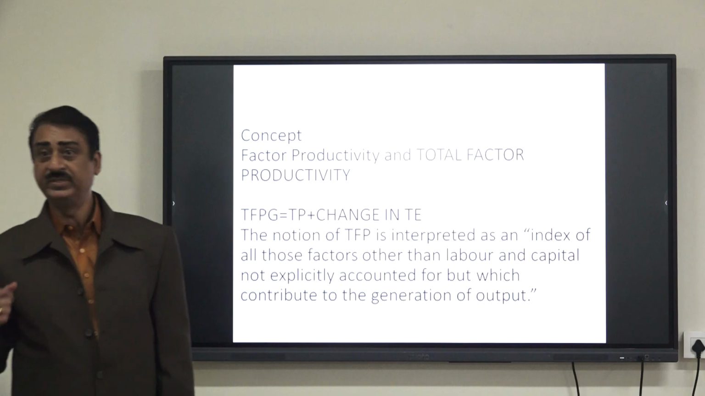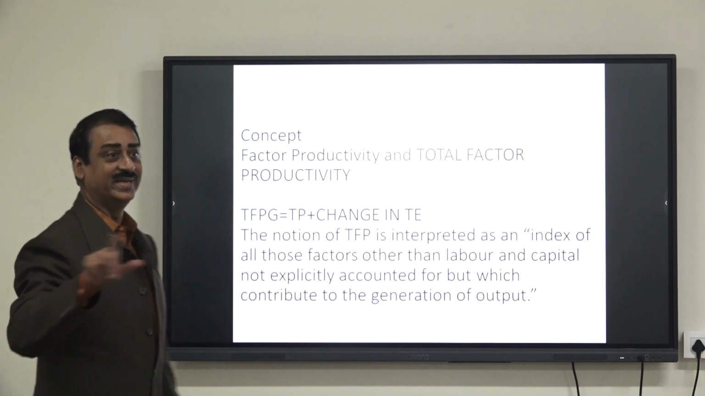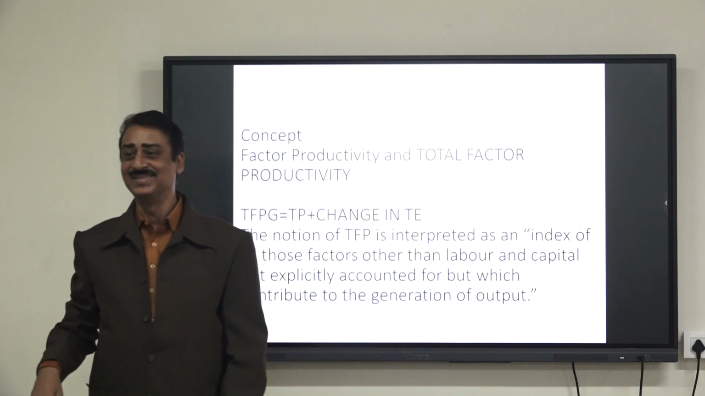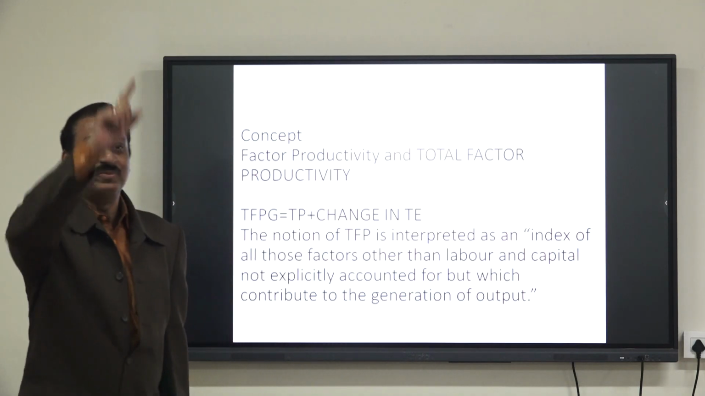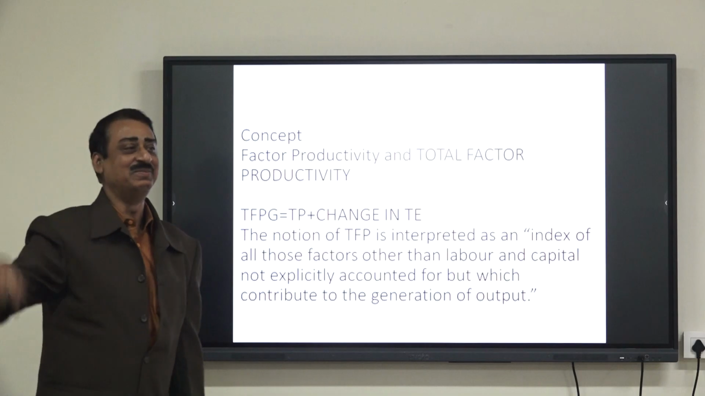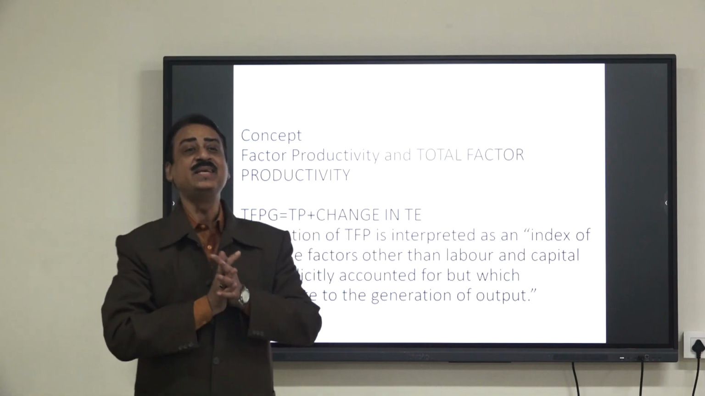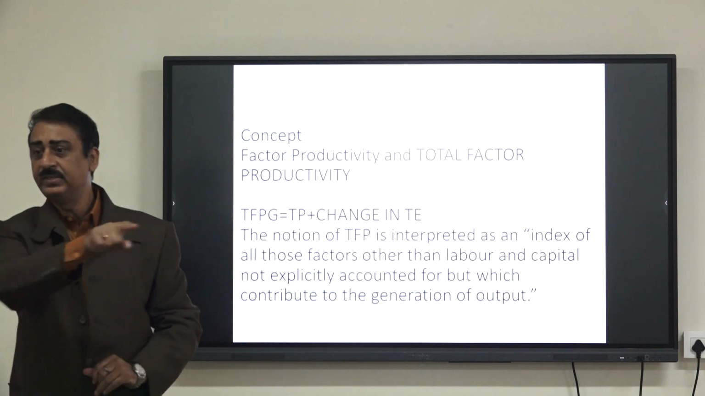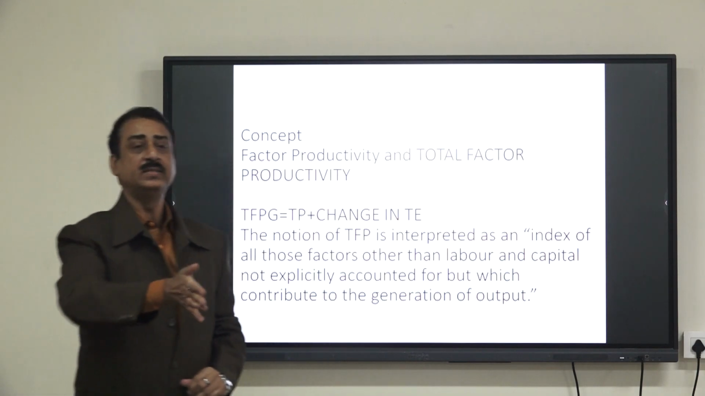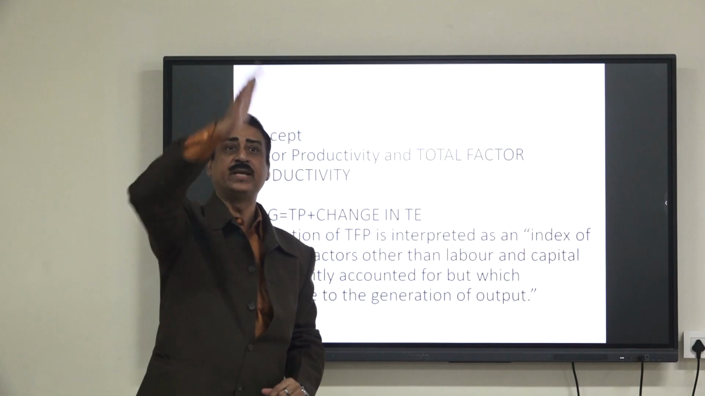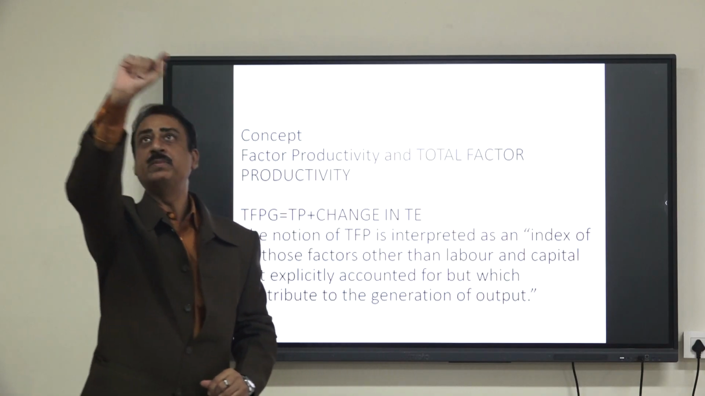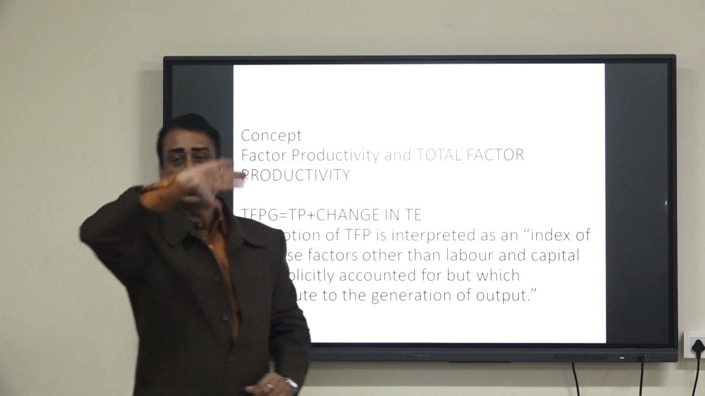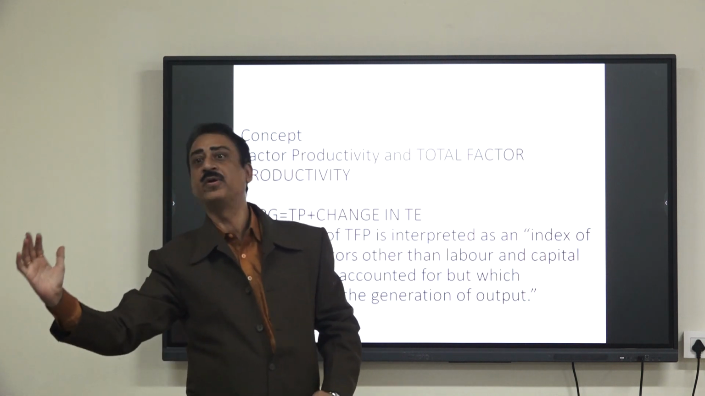You don't have a board here, no? It would have been very interesting if I could draw certain things. Anyway, I'll try to draw in the air so you will be able to follow. See, technological progress would mean, suppose in the horizontal axis you are taking inputs, and in the vertical axis you are trying to take the output. So you will be able to see an inverted U-shaped relationship. That is called your production frontier.